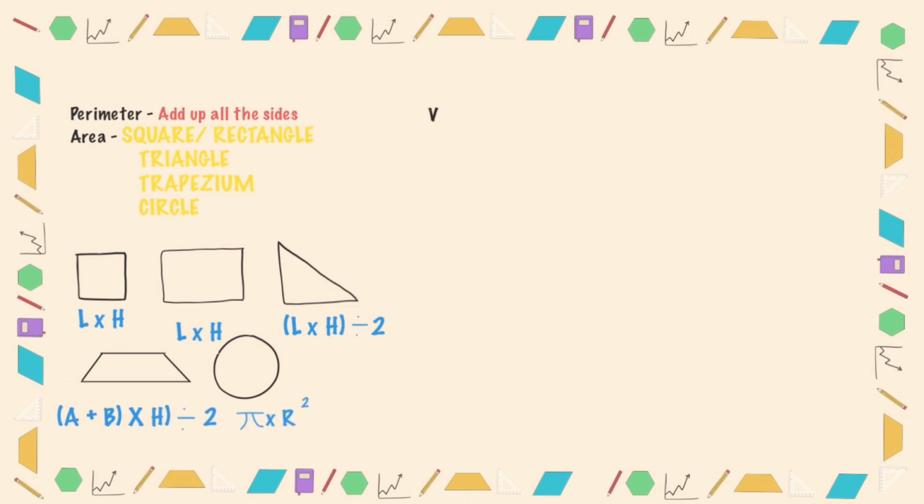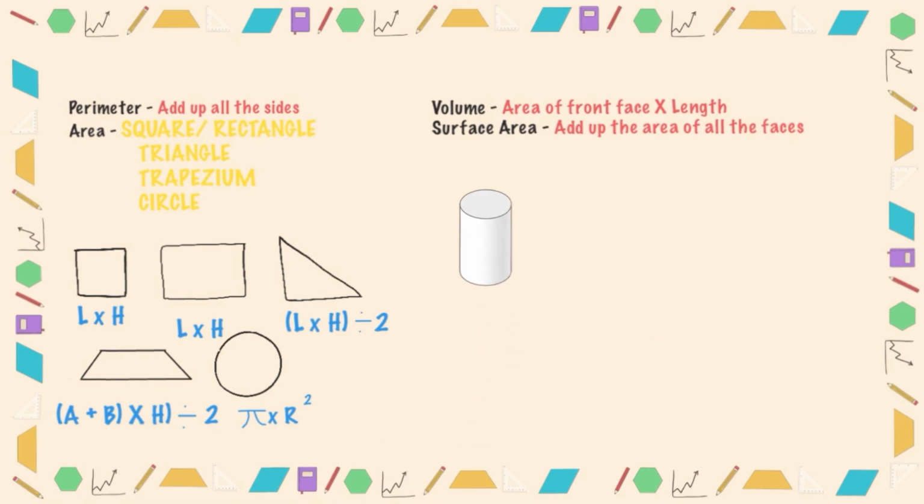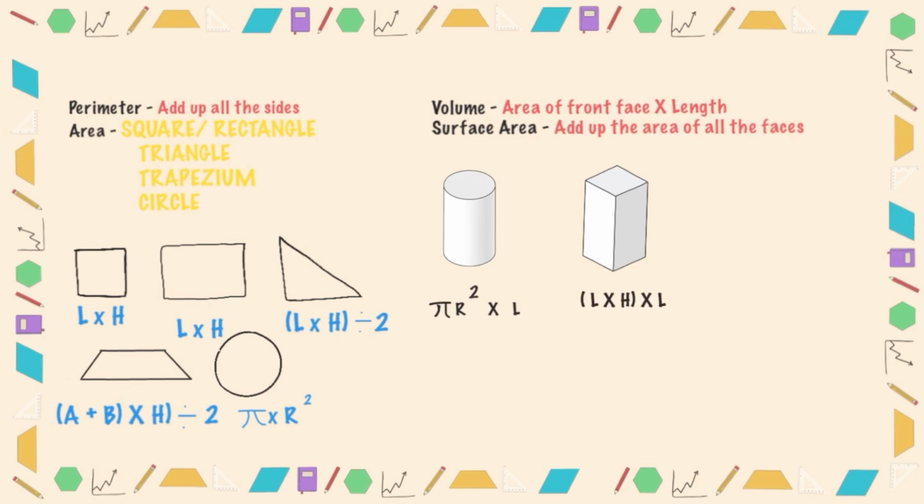These are the formulas that you need to know. Then you have volume, which is the space inside of a 3D shape. And it's calculated by working out the area of the front face times by the length. And surface area is where you add up the area of all the faces. Surface area is also for a 3D shape. You open it up to show the net, and each individual shape you work out the area and add them up.